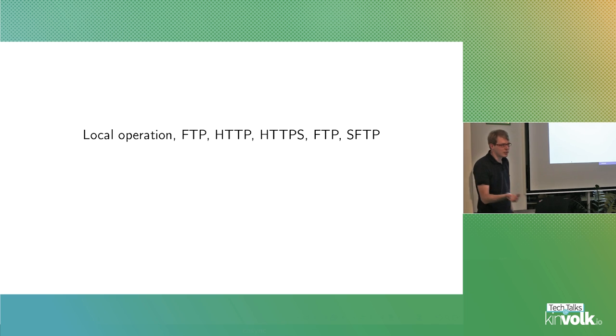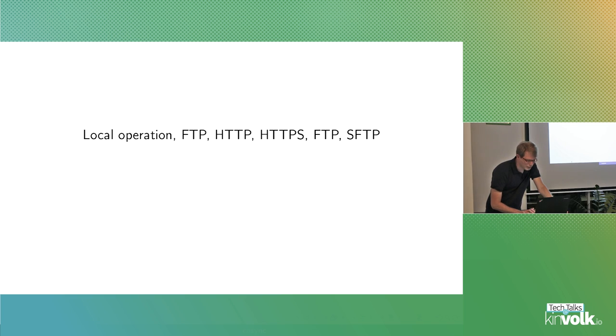Casync is able to do everything locally, obviously, but it can also acquire chunks and indexes by FTP, HTTP, HTTPS, and SFTP. I guess it's what you expect. It actually links to curl, and so in theory it could do anything that libcurl can do. In theory it could even get your data from all the weird protocols that curl supports. What they call the gopher. It could use gopher. But of course, I did not enable that part.